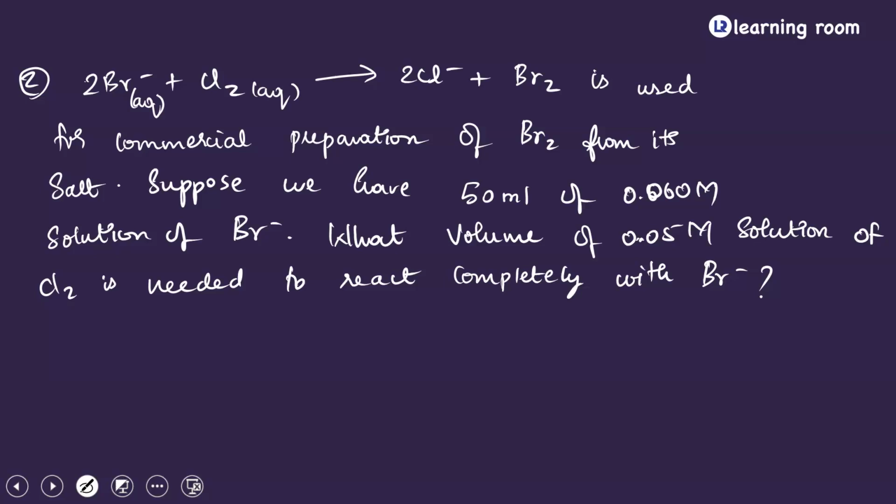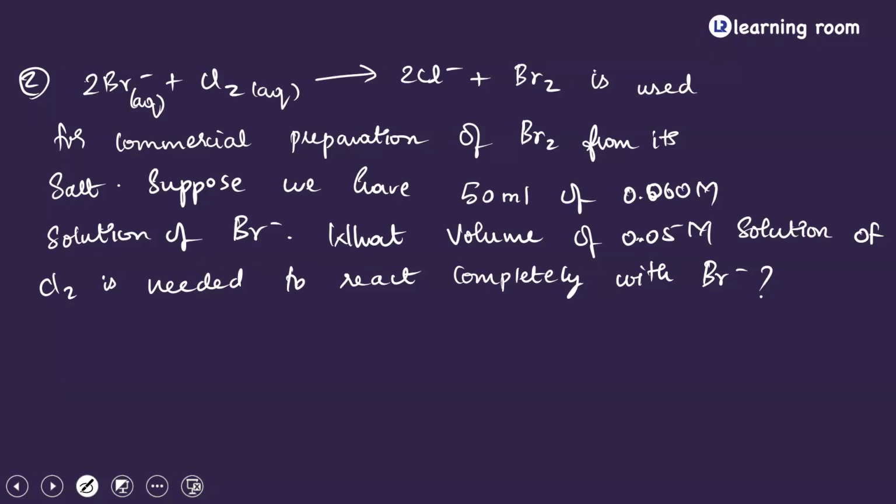Stoichiometry வச்சுதான் இந்த question. Equation is required. You can solve this question only with the help of the equation. Okay, let's look at it. Shall we discuss now? So what I have given you, a balanced chemical equation is given. It is used for commercial preparation of Br2 from its salt. Correct? Suppose we have 50 ml of 0.06 M solution of Br minus. What volume of 0.05 M solution of Cl2 is needed to react completely with Br minus?